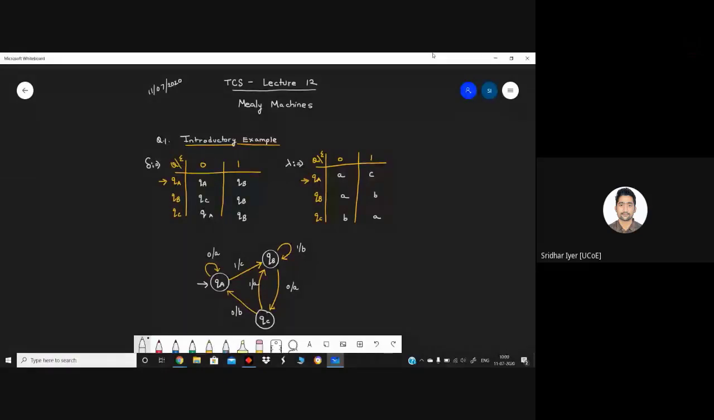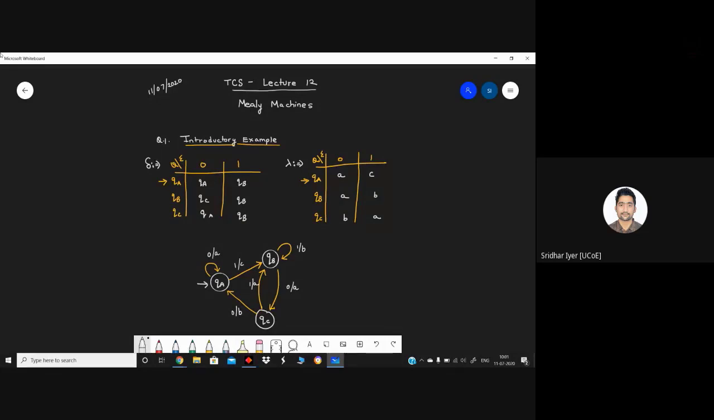How is it different from a Moore machine? The main difference. Obviously, both provide output, but what is the difference between both of these machines? Any answers, please? I'm audible, right? Okay, so kindly, any one difference between Moore machine and Mealy machine? Any one major striking difference?